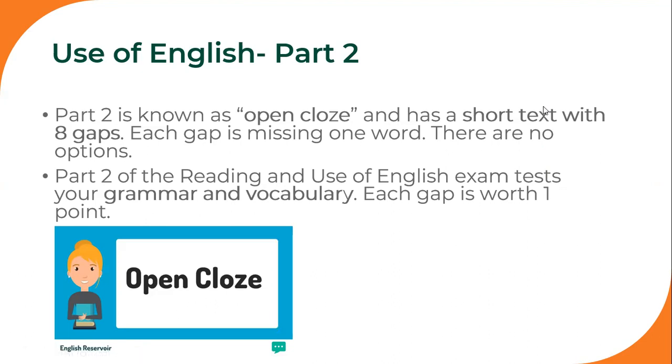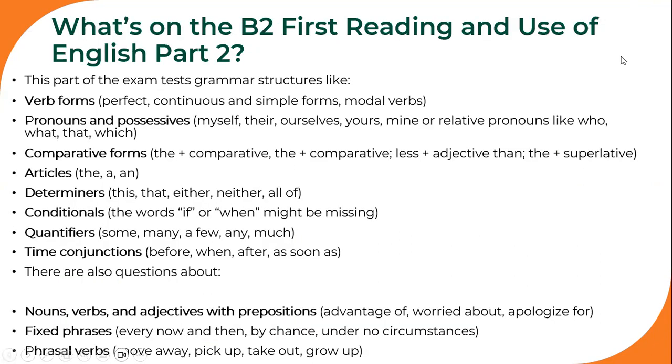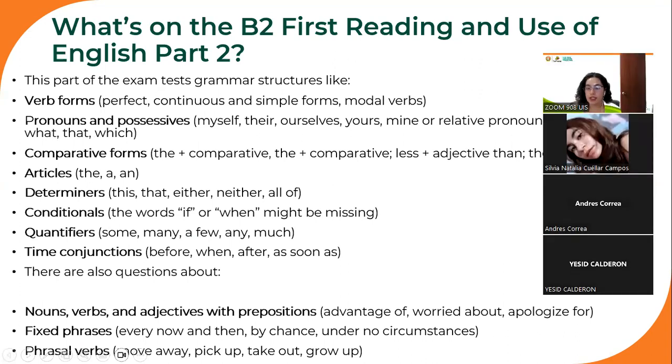So the open cloze is a short text with gaps, okay? There are missing words, but there are no options, okay? So what are some of the topics or things that we can find in this part of the text?